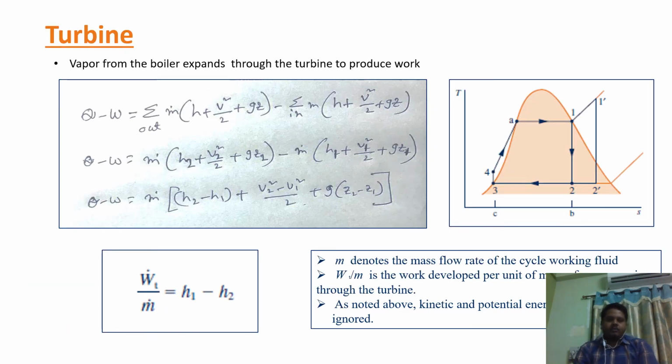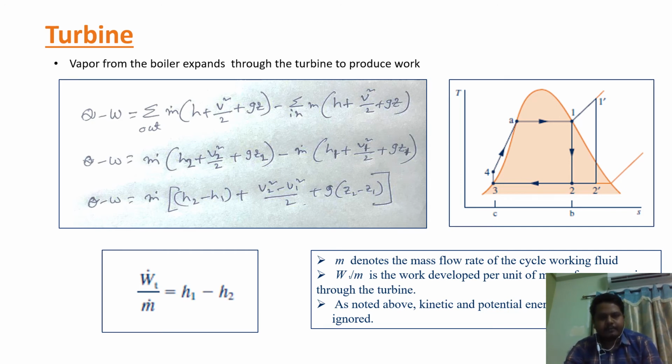Okay. Now let us see all four components one by one. Here we are going to find the work done in the turbine, the heat rejection in the condenser, the heat addition in the boiler, and the work input to the pump. All these four things we are going to find out in the coming slides. Let us see one by one.